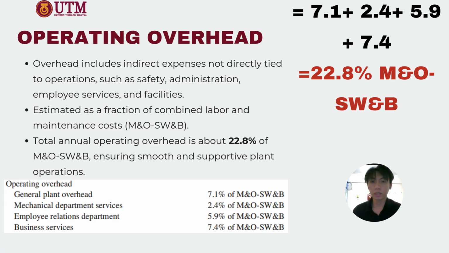Next is operating overhead. Overhead includes indirect expenses not directly tied to the operation, such as safety, administration, employee service, and facilities. It is estimated as a fraction of combined labor and maintenance costs. For example, the total annual operating overhead is about 22.8%, equal to the sum of general plant overhead, mechanical department service, employee relations department, and business service. It ensures smooth and supportive plant operation.